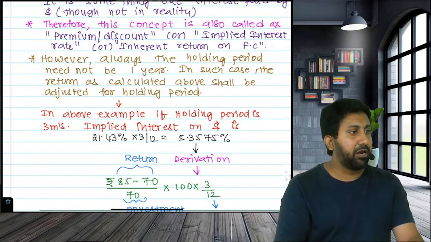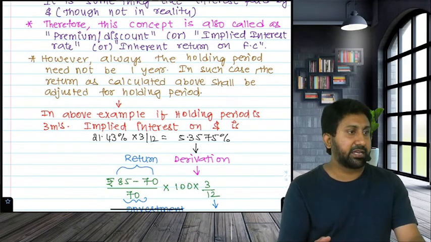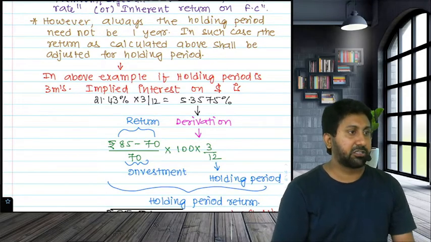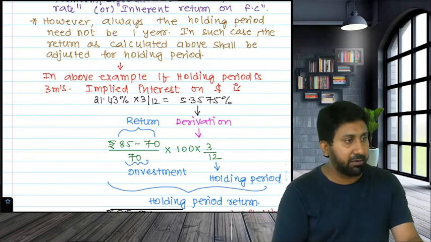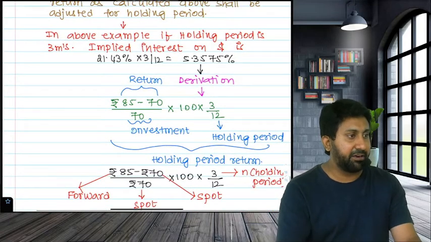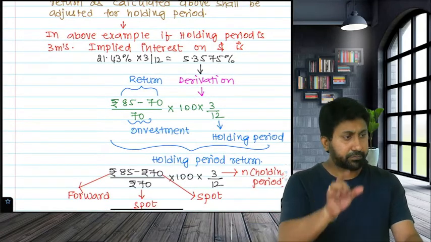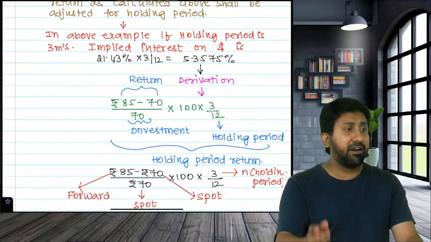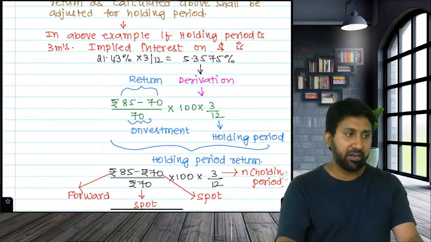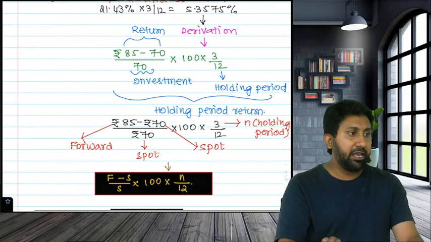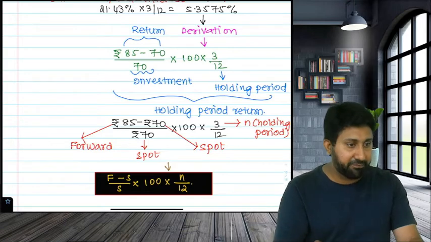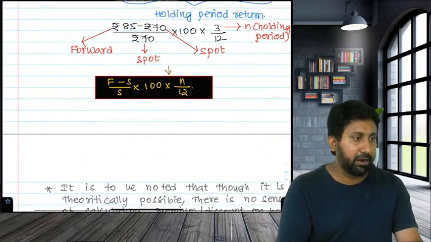However, the holding period need not always be 1 year. In such a case, the return as calculated above shall be adjusted for the holding period. In the above example, if the holding period is 3 months, implied interest on dollar is 21.43% into 3 by 12, 5.3575%. The derivation will be like this: 85 minus 70 by 70 into 100 into 3 by 12. 85 minus 70 will be the return, divided by 70 will become the investment, and return on investment into 100 into holding period 3 by 12 will give you the holding period return. 85 is the forward, 70 is the spot, and 3 is the N. F minus S by S into 100 into N by 12.